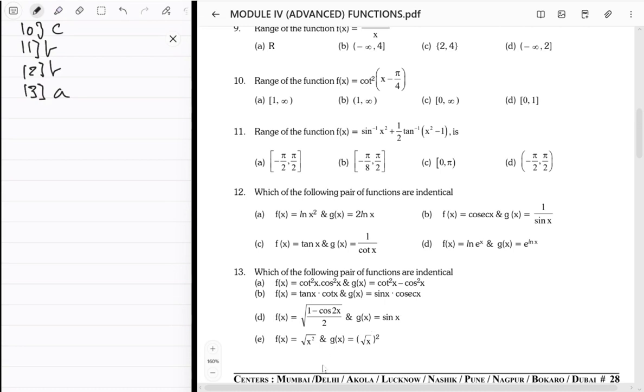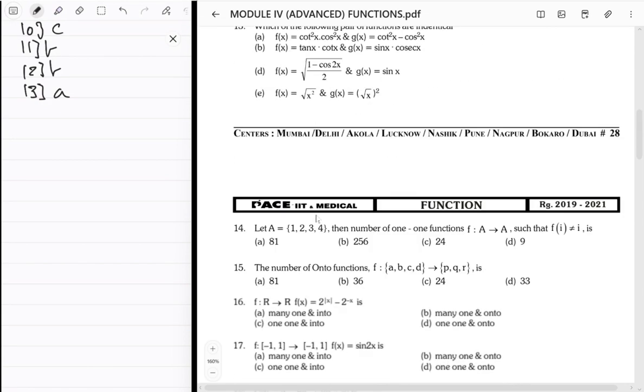Once again, the same situation, mod of x and, okay, this is kind of weird. Like this is defined for all real values. This is not defined for all real values. So yeah, right. Okay, next question.